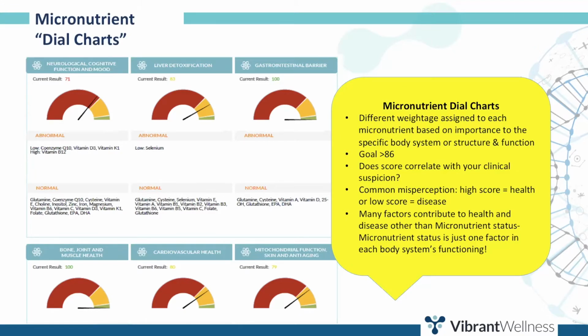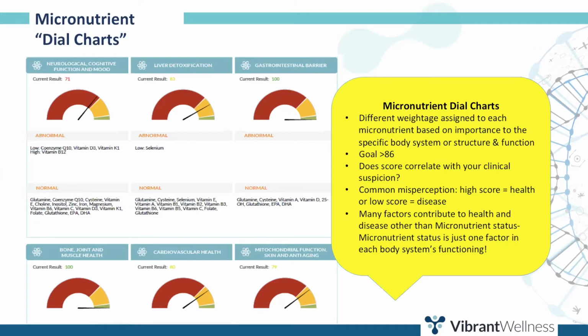One thing that is not automatically intuitive to patients is that the micronutrients that are included in each of these body systems, structure or function, the laboratory has assigned a different weightage to each of the micronutrients depending upon how significant a role it plays in that body system or structure or function. So in cardiovascular health, for example, an EPA would have a higher weightage than a vitamin A. And for bone, joint, and muscle health, calcium or vitamin D or vitamin K or magnesium would be rated higher than an iron or a glutamine. So for each of these dial charts, there is a different weightage assigned to the nutrient based on its importance in the structure or function.